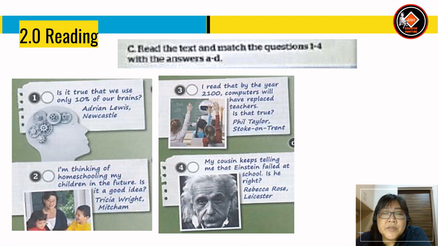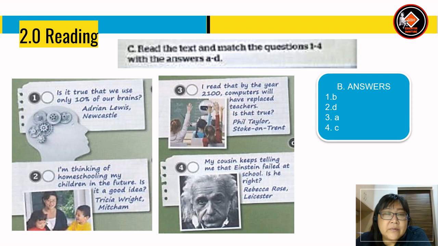Let's look at the question just now. You're supposed to match the questions 1 to 4 with the answers A to D. So the first question, is it true that we use only 10% of our brain? From Adrian Lewis, Newcastle. So the answer is B. Number 2, I'm thinking of homeschooling my children in the future. Is it a good idea? Tricia Wright, Mitcham. So the answer is D.